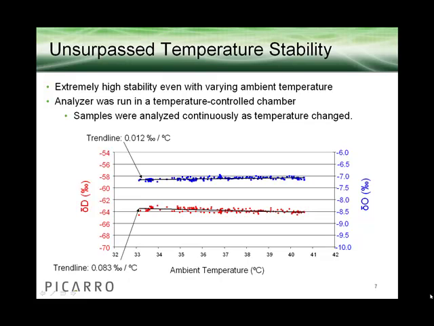This chart again shows a series of continuous injections of the same sample made while the analyzer was running in a temperature-controlled chamber. The temperature was ramped from 33 degrees C to 41 degrees C, yet the data shows minimal change in delta-18O or delta-D isotopic values. Again, this performance provides data credibility for samples run in remote labs or even ships or other forms of transportation, traditionally sites considered as challenging environments for IRMS systems or other laser-based spectrometers.